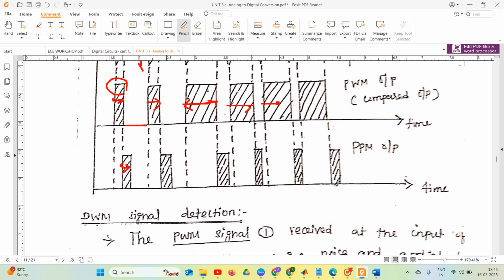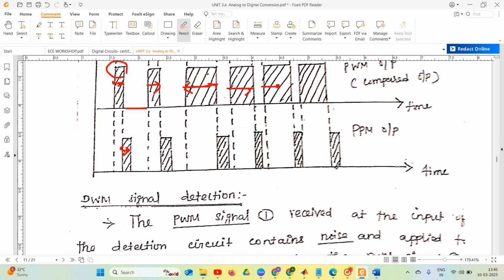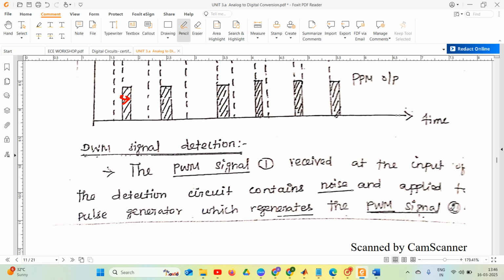How we are generating that PPM signal we will discuss in detail while discussing the pulse position modulation generation and detection. Okay, so next we will discuss how we are going to detect the pulse width modulated signal at the receiver side, right? At the transmitter side we are using the generation. At the receiver side we need my original signal.